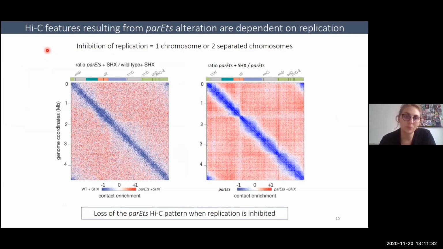So when we inhibited replication in a way that cells either have one chromosome or two separated chromosomes, we end up losing the Hi-C pattern that we obtain in alteration of Topo IV. So you can see here that we lose the pattern, and it's even clearer when you compare the replicating PAR-ETS to the non-replicating PAR-ETS.